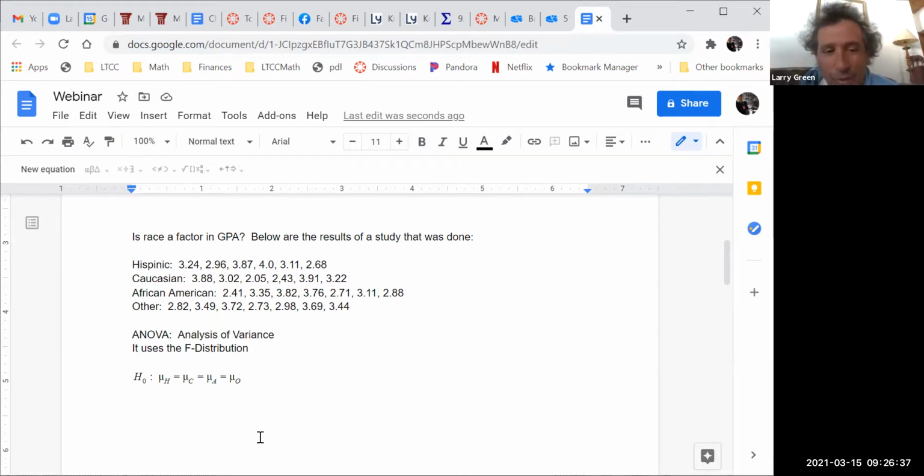Yeah, at least one, and I like to say at least one pair. So it could be that the mean for the Hispanics is the same as the mean for Caucasian, but maybe the African Americans do better and they have a higher mean GPA. And maybe they're the same as the others. So maybe there's two paired, and that's still not all the same. Do you see that? They're not all different, but they're not all the same.